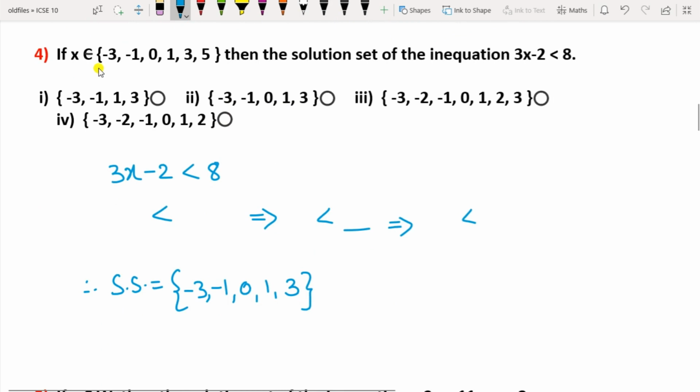Question 4 here is: x belongs to {-3, -1, 0, 1, 3, 5}. Then the solution set of this inequation is? So you have to solve this one now. Now this will be 3x less than 8 plus 2, that is 10. Therefore x will be less than 10 by 3. So x will be less than 3 whole 1 by 3. Now x is less than 3 whole 1 by 3 and from this set you have to write the values. So 3 whole 1 by 3 will be somewhere here, that point. So the values are x less than this value, so -3, -1, 0, 1, 3. That is the solution set. So option 2 is the correct option.